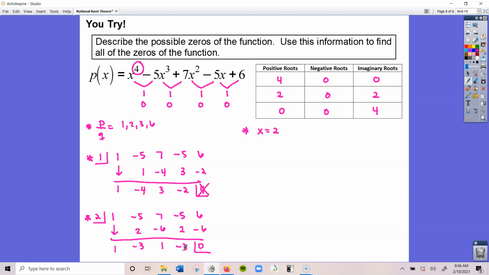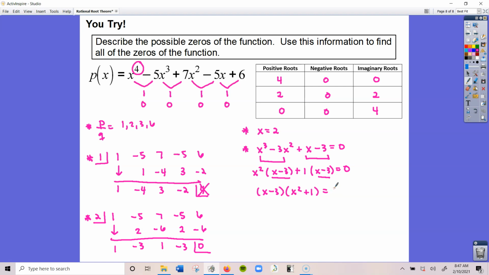Now this is a cubic function. Let's see if we can solve that by grouping. So we have x cubed minus 3x squared plus x minus 3 is equal to 0. These two terms have an x squared in common, leaving me with x minus 3. For the other two terms, x minus 3 have nothing in common, so I'm just going to put plus 1, and I'm left with x minus 3. So we can factor by grouping. We have x minus 3 as a factor, and what's left, the x squared plus 1, is my other factor.